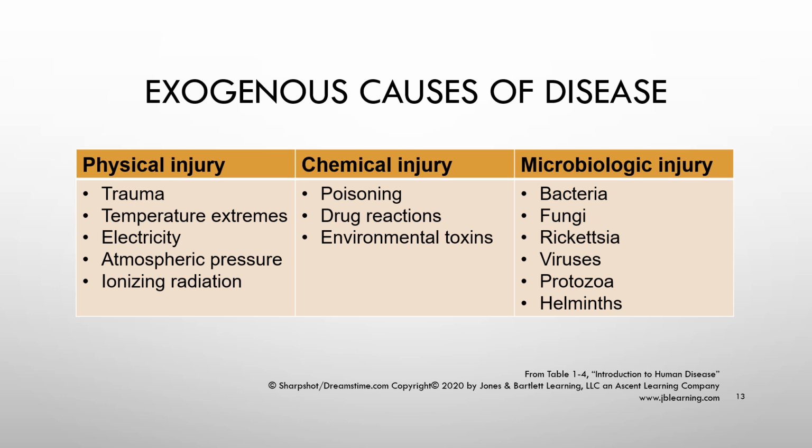Chemical injuries involve substances that interfere with normal cellular function. Poisoning is often dose dependent. The dose makes the poison. Even water can be toxic in extreme amounts, which is a fun fact students don't believe until they Google it.